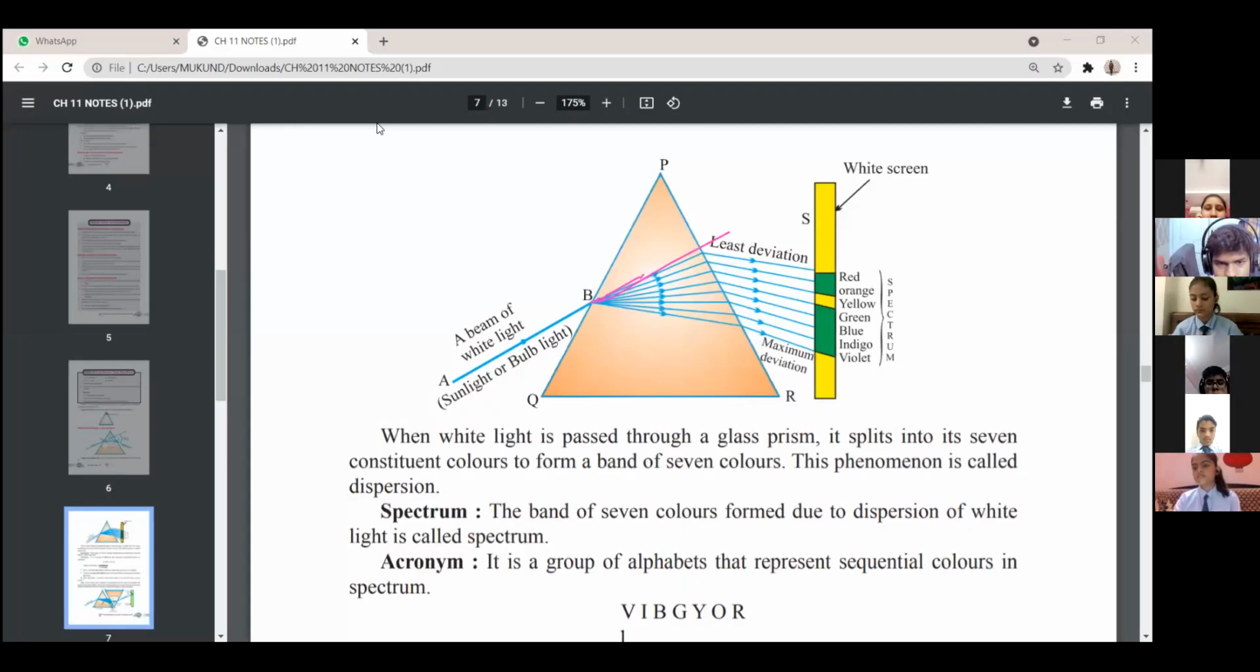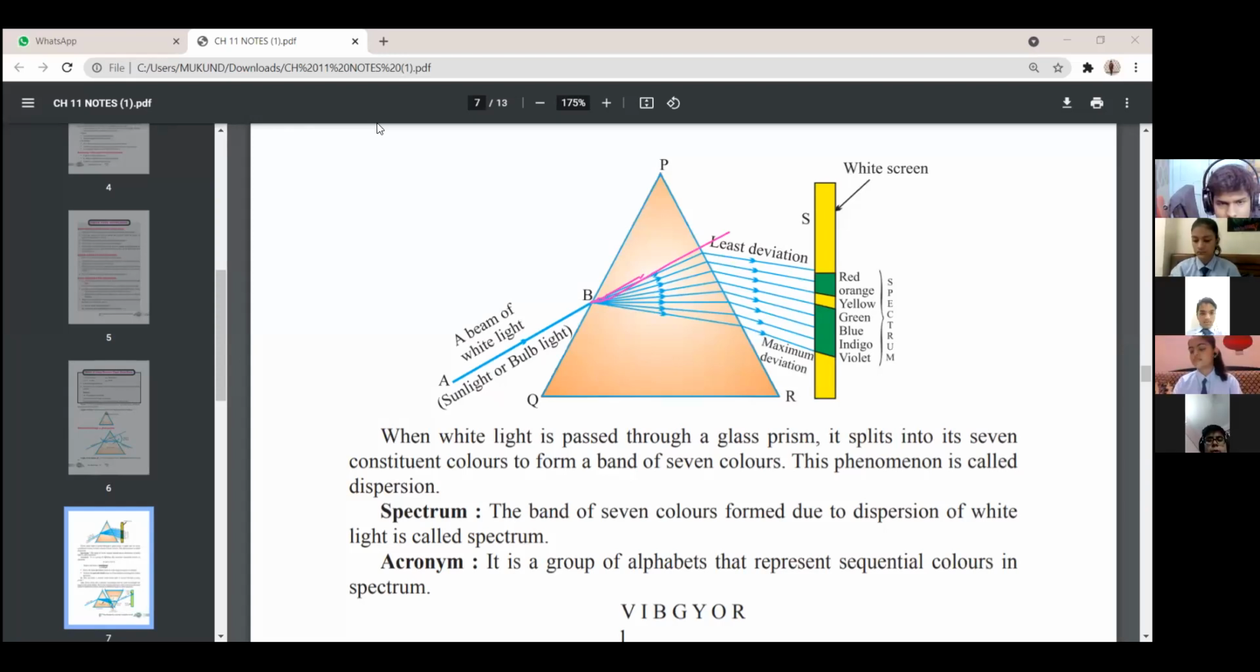So where was the incident ray? Along this purple line was the incident ray, right? And red color you can say has shown least deviation. Why is it? Because the wavelength of red color is maximum, right? And the wavelength of violet color is minimum, therefore it has the maximum deviation.